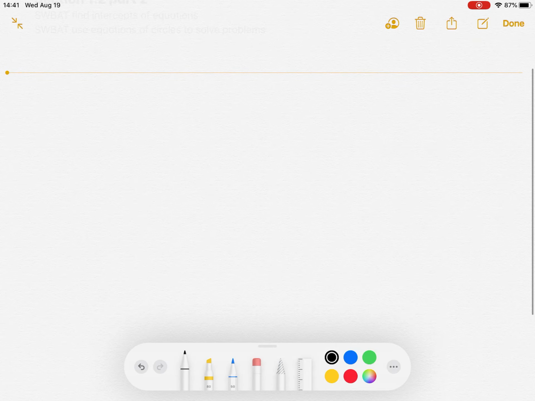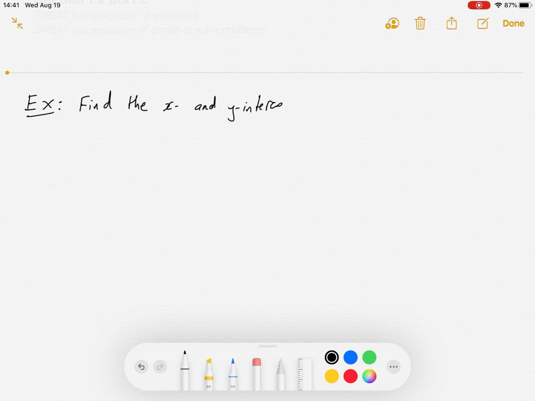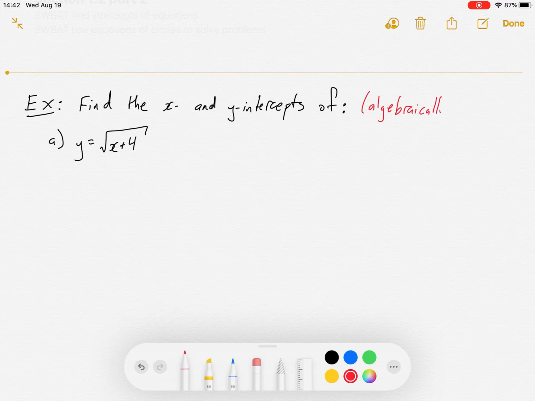Okie doke. So to start off with, I'm going to get straight into an example. What I want you all to do is find the x and the y intercepts of the following equations. We'll do two. The first one is y equals the square root of x plus 4. So the goal is to find the x and y intercepts of y equals the square root of x plus 4. Now up here, I'm going to add algebraically to this, and I'll show you what I mean by that in a moment.